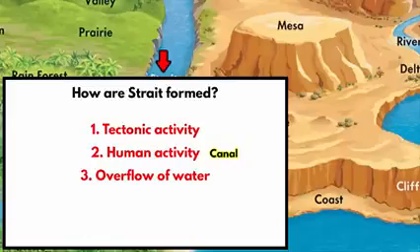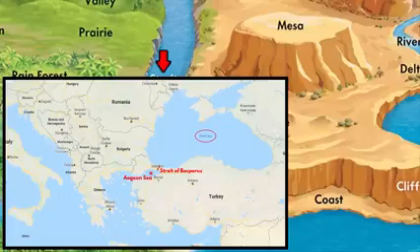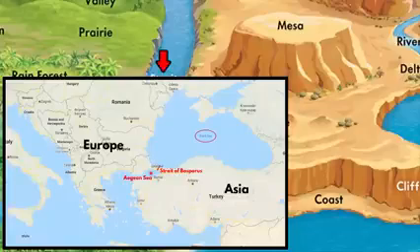And the third way by which a strait can be formed is when a body of water overflows on the land and completely erodes the land and drowns it. If you look at the Strait of Bosporus, it links the Black Sea and the Aegean Sea. The Strait of Bosporus is an extremely important strait, separating the continents of Europe and Asia.